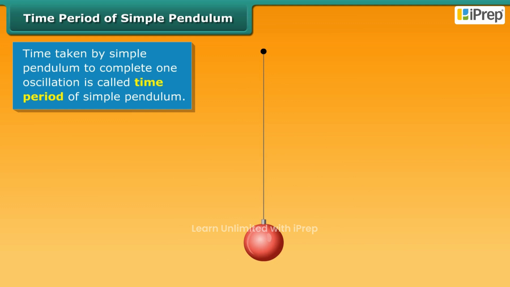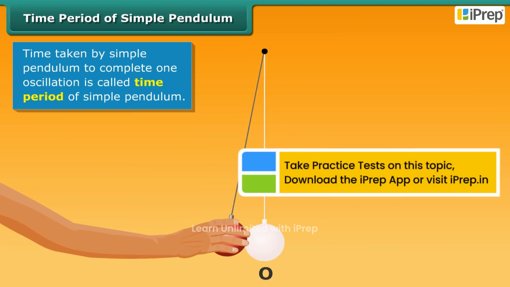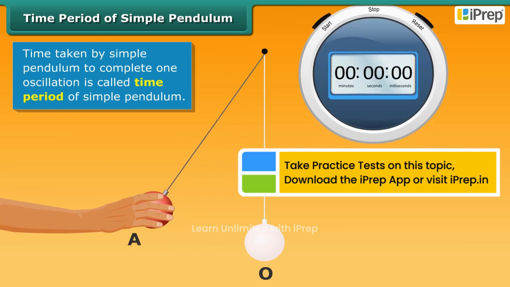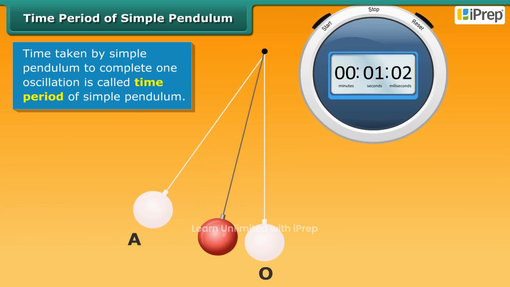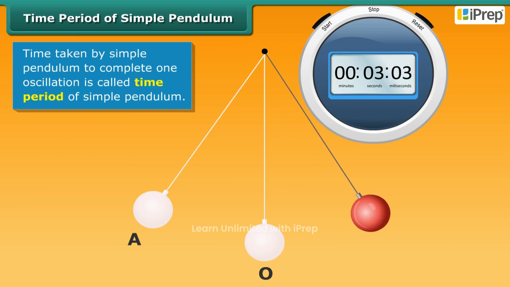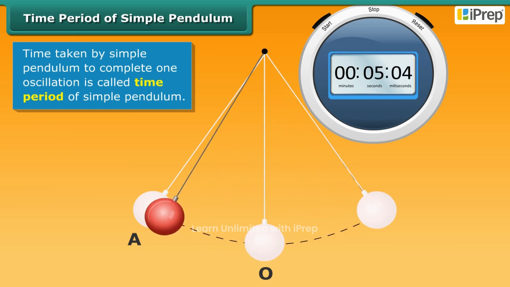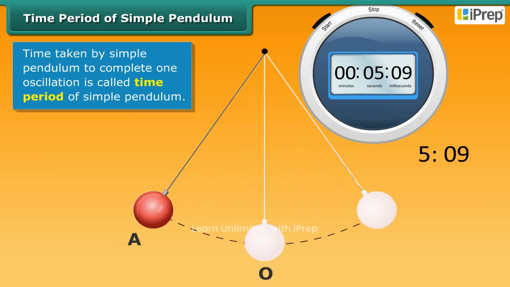Take a simple pendulum. Let it come to rest. Identify the equilibrium position O on the ground below. Now take the bob to one extreme position A and identify it on the ground below. Start a stopwatch and release the bob at the same time. When the bob comes back to the extreme position A, note the time on the stopwatch.